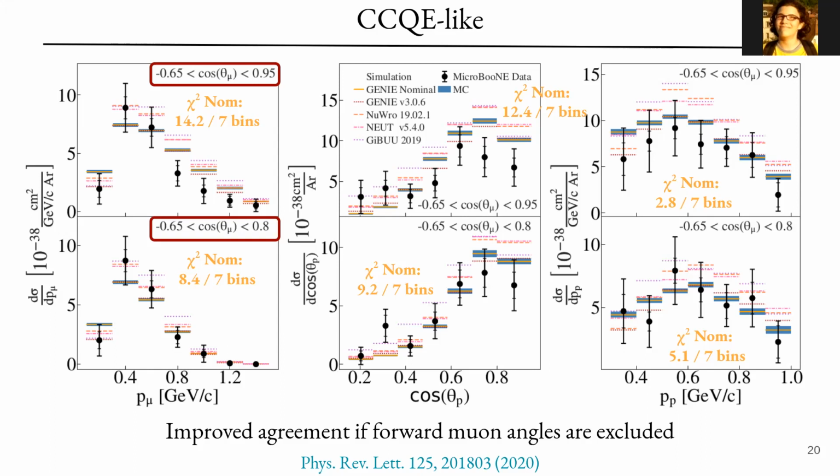This is exactly the reason why this analysis was repeated twice, with the top panel corresponding to the results that we obtained using all the events that satisfy our selection criteria, and with the bottom panel corresponding to the case where we repeated the analysis after we excluded those events that fall into the very forward angular region. And if you make a comparison between the top and the bottom panels, you can immediately see that we get an improved agreement if the forward muon angles are excluded.